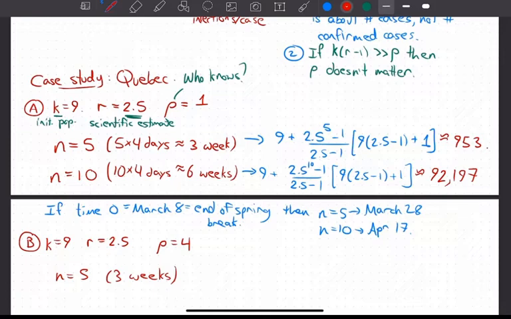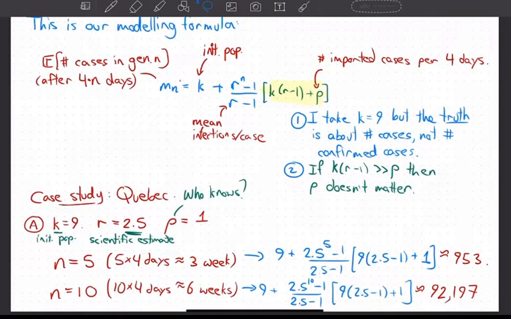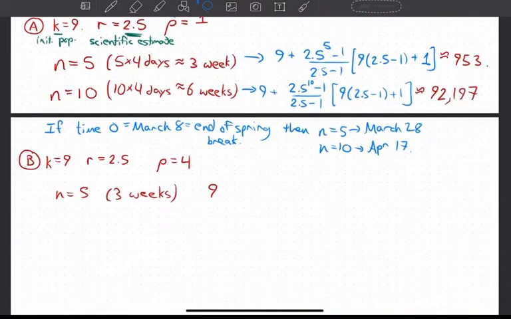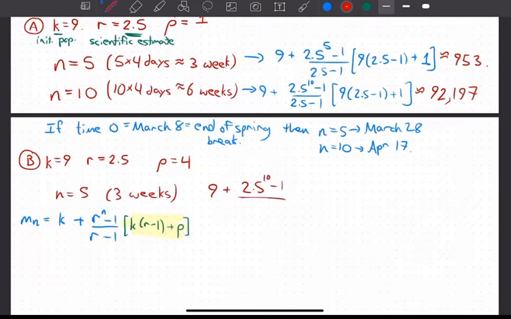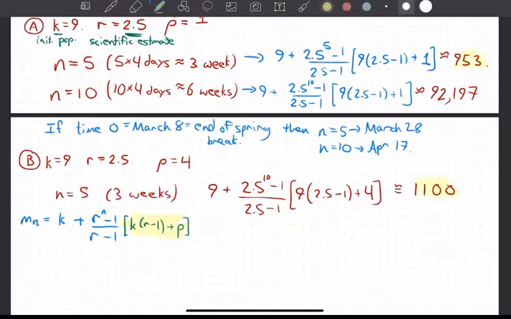Let me bring our formula back down. This is our key formula. So now we still have 2.5 to the 10 minus 1 over 2.5 minus 1, and then here 9 times 2.5 minus 1 plus 4. Plug that into your calculator and you get a number which is about 1100. So that's 1100 as opposed to 953. It's an increase of 20% or something.